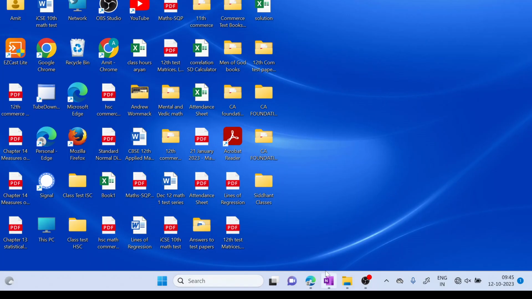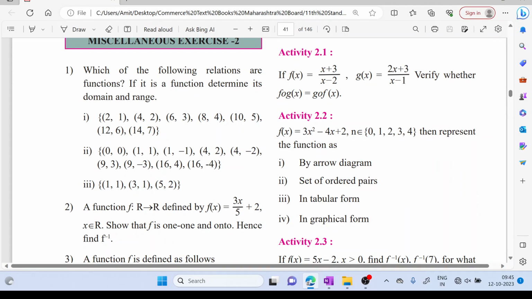So the next one is okay. Which one of the following relations are functions? If it is a function, define or determine its domain and range. Which of this is miscellaneous exercise 2? Which of the following are functions?